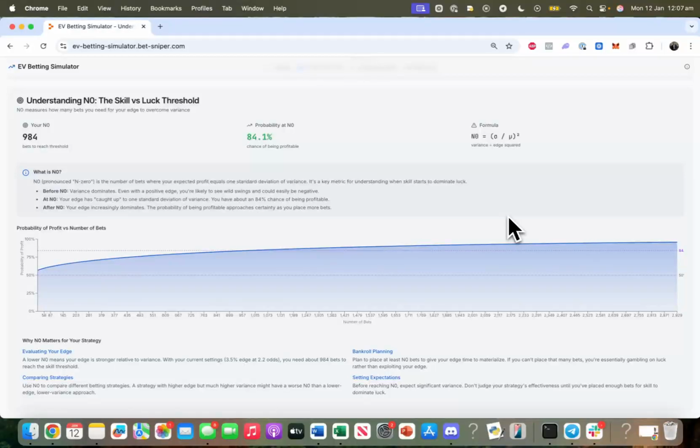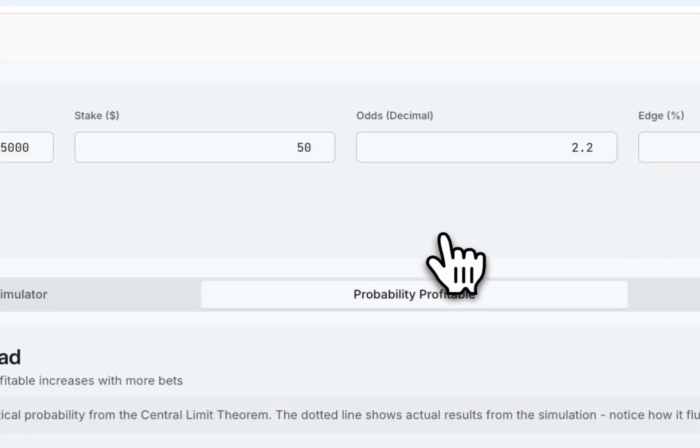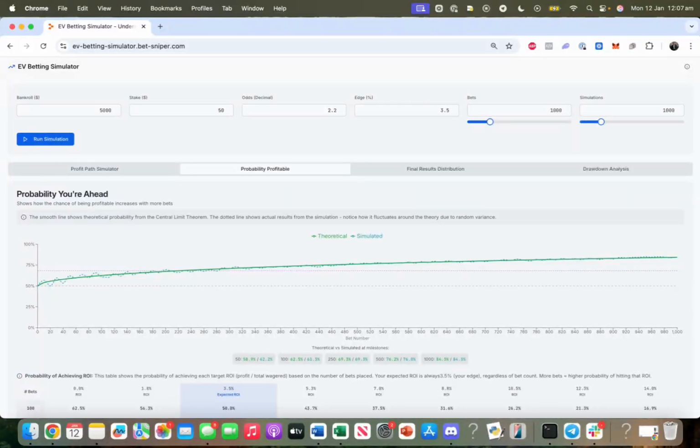So the second graph we have is the probability profitable. This answers the question, how many bets do I need to do until I will be profitable? These numbers will change depending on your inputs, but ultimately it always converges to 100%. The takeaway is the more bets you place, the more likelihood you'll be profitable. And you can see the simulation oscillates around the theoretical.